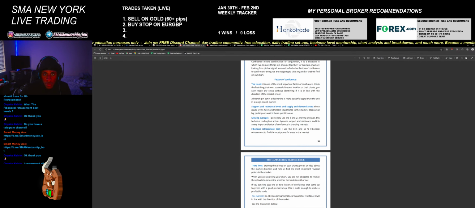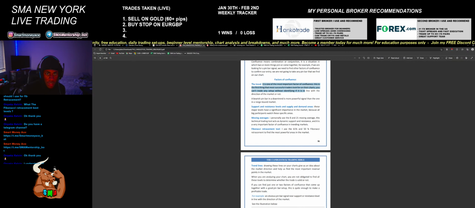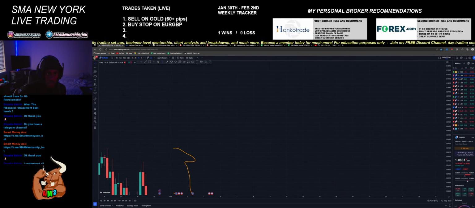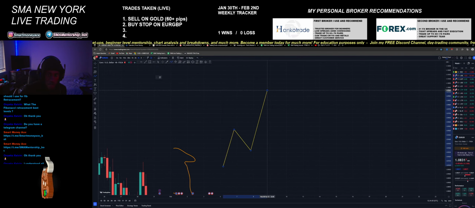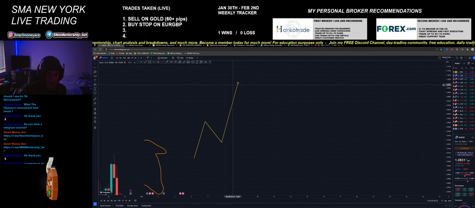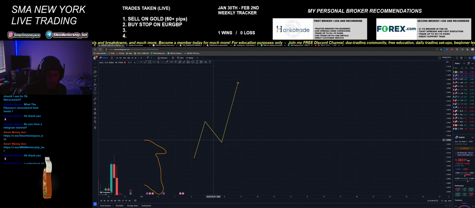So, factors of confluence: the trend. It is one of the most important factors of confluence. This is the first thing that most successful traders look for on their charts. You can't trade any setup without identifying if it is in line with the direction of the market or not. And when it comes to the trend, you guys need to be able to identify structure. Just like I talked about earlier on the stream, when it comes to an uptrend, you need to have some structure of higher highs, or I'm sorry, some higher lows and lower highs.